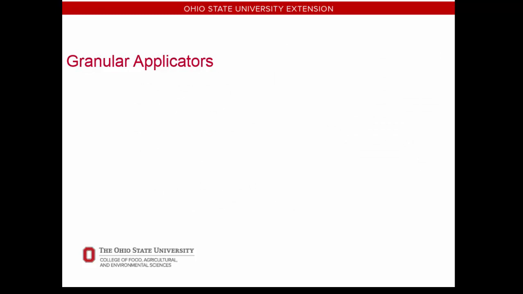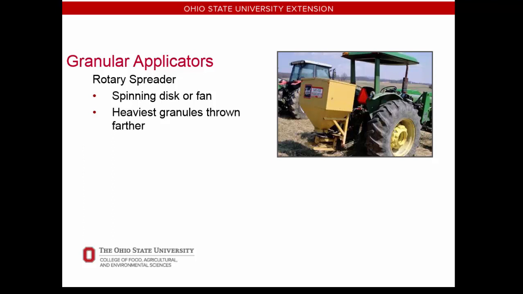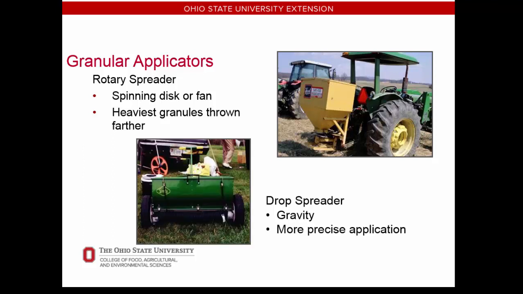Granular applicators rely on two methods of delivery. One method is the rotary spreader that uses a spinning disc or fan. With this type of delivery system, the heaviest granules are thrown the farthest. A drop spreader uses gravity to drop the material from the hopper to the ground. Drop spreaders deliver a much more precise application.